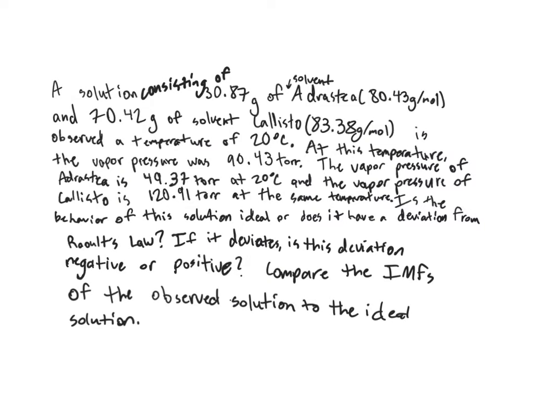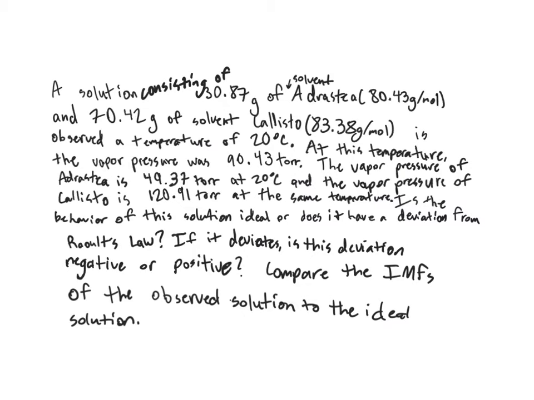It is a solution consisting of 30.87 grams of solvent Andrastia, 80.43 grams per mole, and 70.42 grams of solvent Callisto, which the molar mass is 83.38 grams per mole, is observed at a temperature of 20 degrees Celsius. At this temperature, the vapor pressure was 90.43. The vapor pressure of Andrastia is 47.37 torr at 20 degrees Celsius, which is the same, and the vapor pressure of Callisto is 120.91 torr at the same temperature.